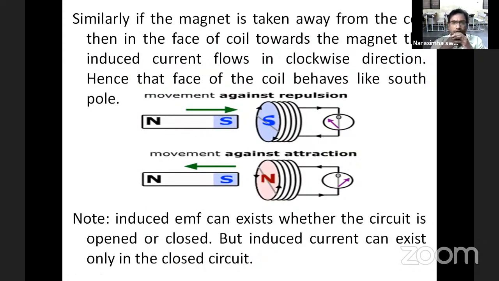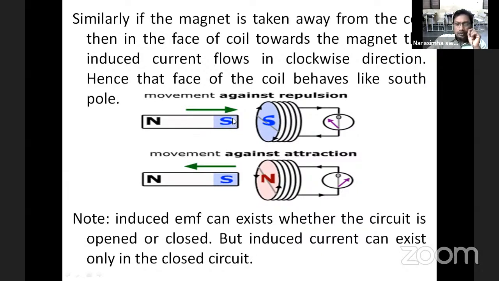So similarly, if the magnet is taken away from the coil, then in the face of the coil towards the magnet, the induced current flows in anti-clockwise direction. That's what we discussed. Hence, that face of the coil behaves like a south pole. Look at this. In the previous examples we discussed the north pole moving away from the coil.